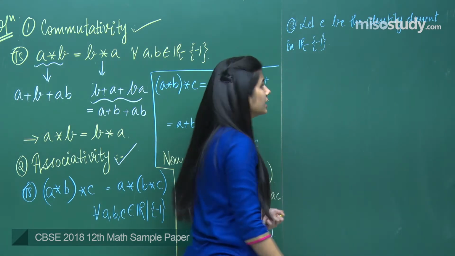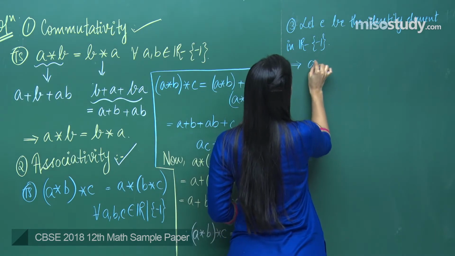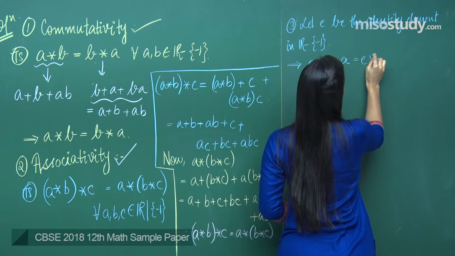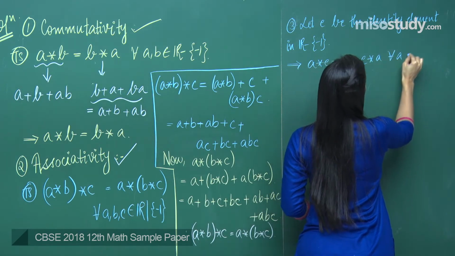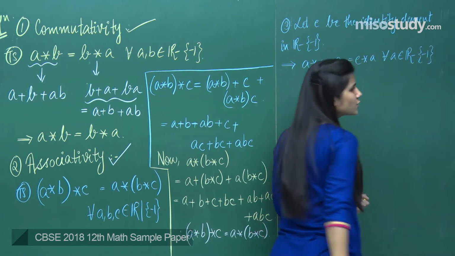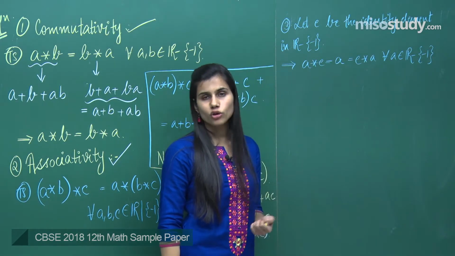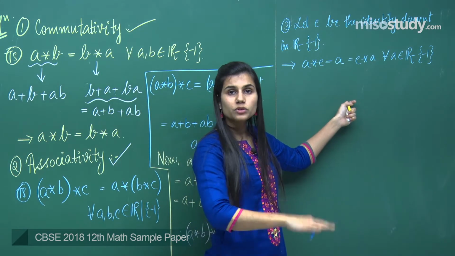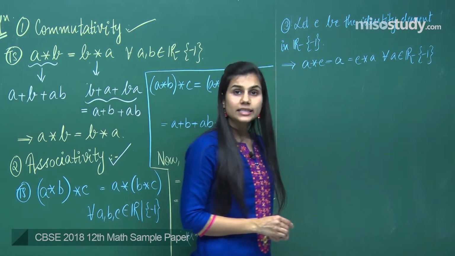This means what? If E is identity, this means A star E equals A equals E star A for all A in R minus 1. That is the function, the role of the identity element: to not change the identity of the element with which it is operated. So that's what this E is doing.